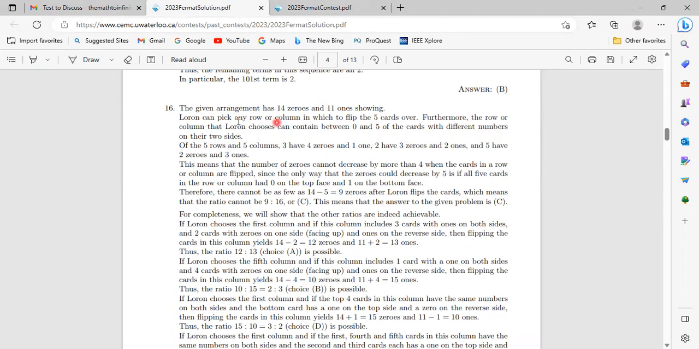So Lauren can pick any row or any column in which to flip 5 cards over. Furthermore, the row or column that Lauren chooses can contain between 0 to 5 of the cards with different numbers on the two sides. Of the 5 rows and 5 columns, 3 have 4 zeros and 1 one. 2 have 3 zeros and 2 ones. 5 have 2 zeros and 3 ones. This means that the number of zeros cannot decrease by more than 4.